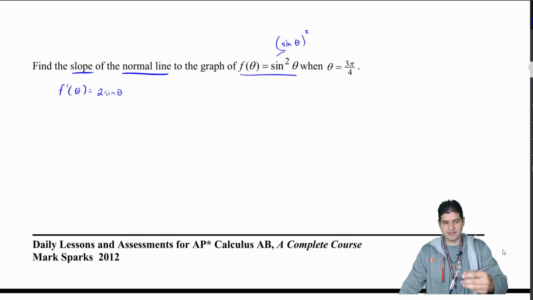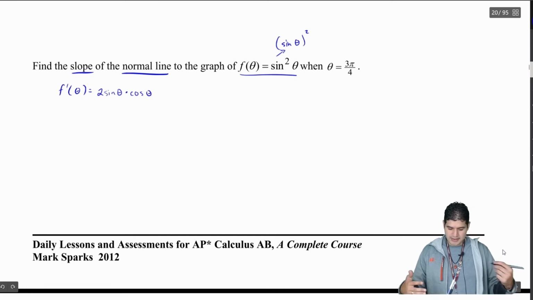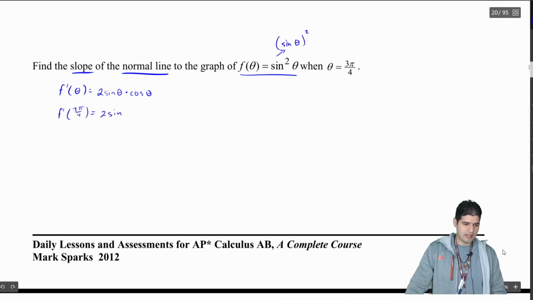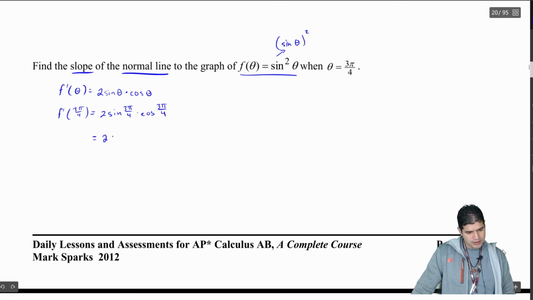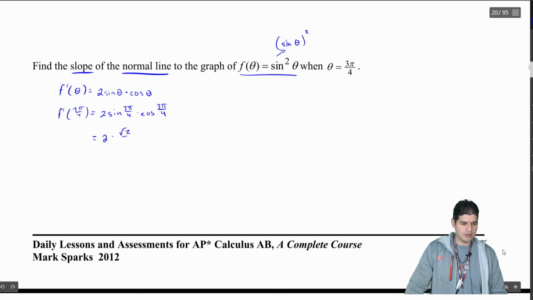So what's the derivative of sine? That is going to be times cosine theta. And that's it. That's the equation. So now we want to find this f prime of 3 pi over 4. Okay, so 2 sine 3 pi over 4 times cosine 3 pi over 4. All right, so I'm going to get 2 times, well, sine of 3 pi over 4, that's square root of 2 over 2. And then cosine of 3 pi over 4 is negative square root of 2 over 2.